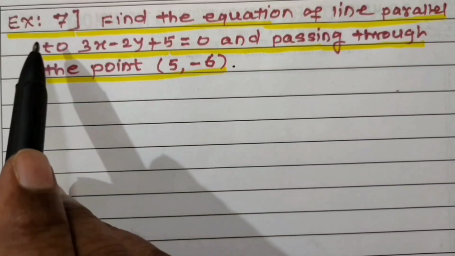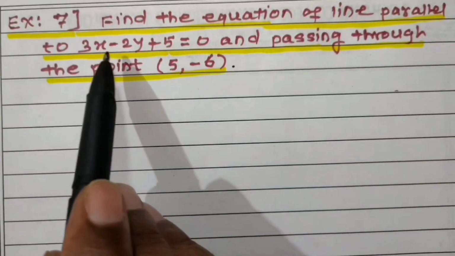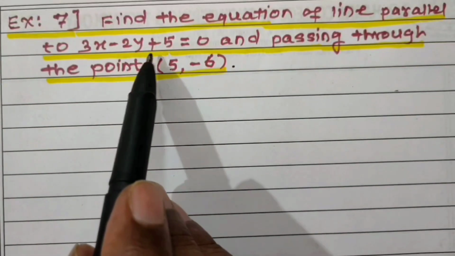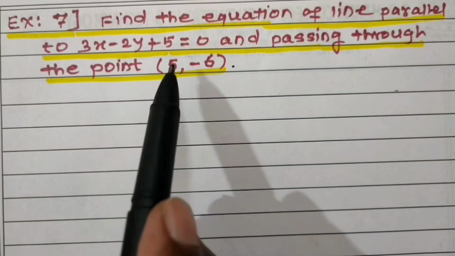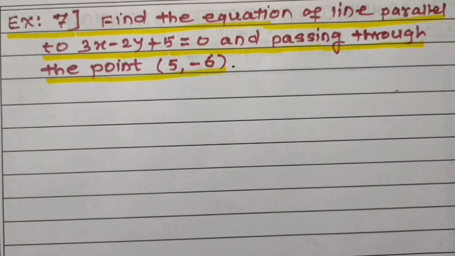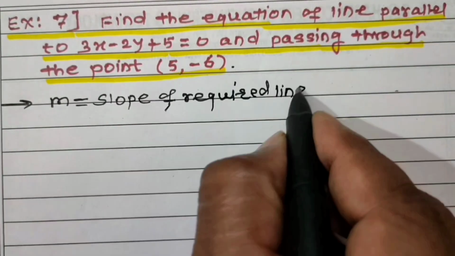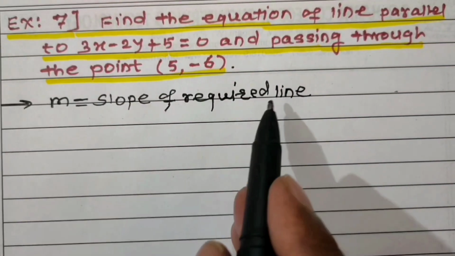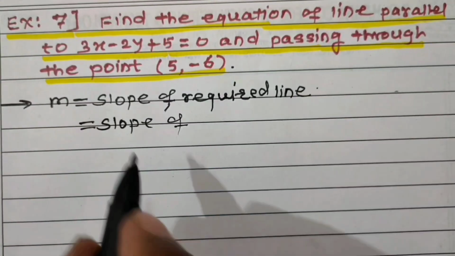Let us solve example number 7. Find the equation of the line parallel to the line 3x minus 2y plus 5 is equal to 0 and passing through the point 5 comma minus 6. Two lines are parallel to each other if their slopes are equal. So using this property of straight lines, let m be the slope of the required line. Now this slope must be equal to the slope of this line.